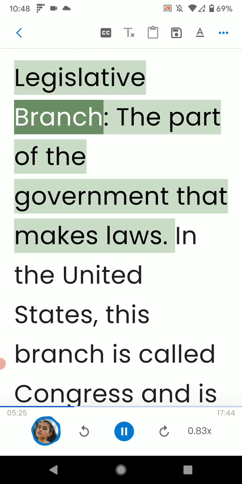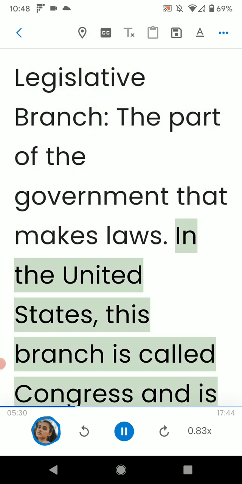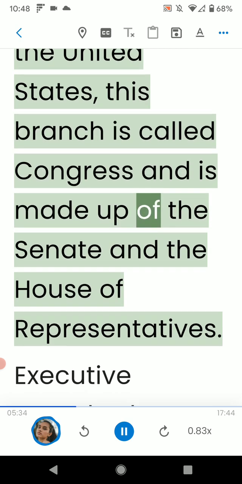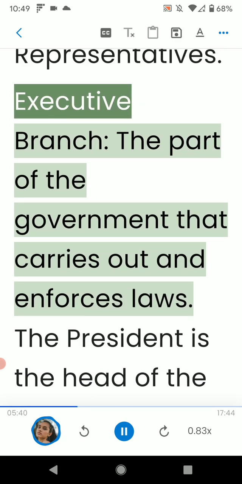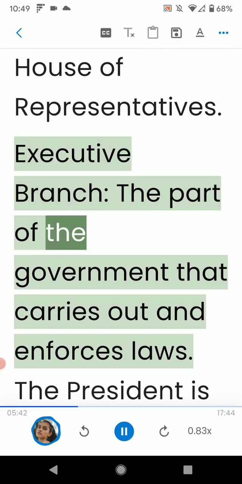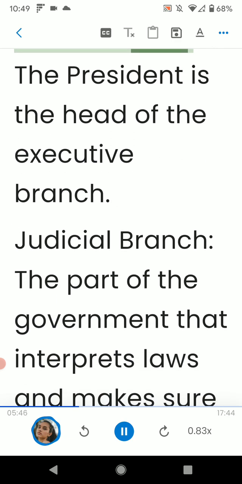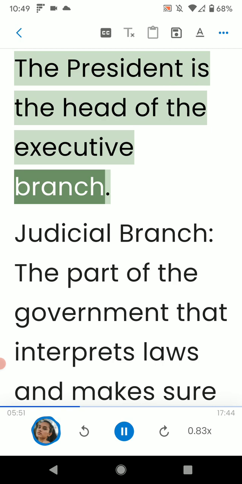Legislative branch, the part of the government that makes laws. In the United States, this branch is called Congress and is made up of the Senate and the House of Representatives. Executive branch, the part of the government that carries out and enforces laws. The President is the head of the executive branch.